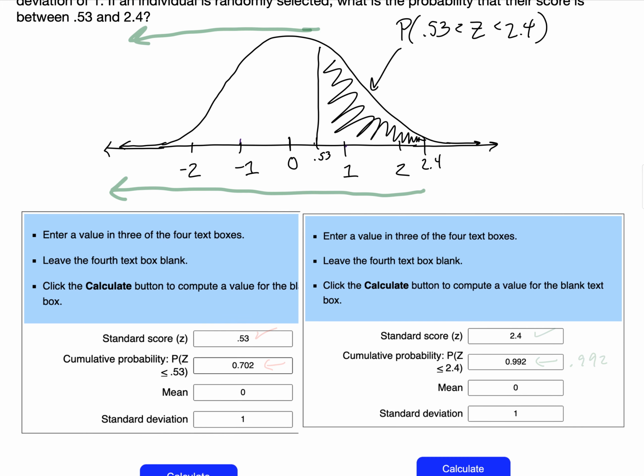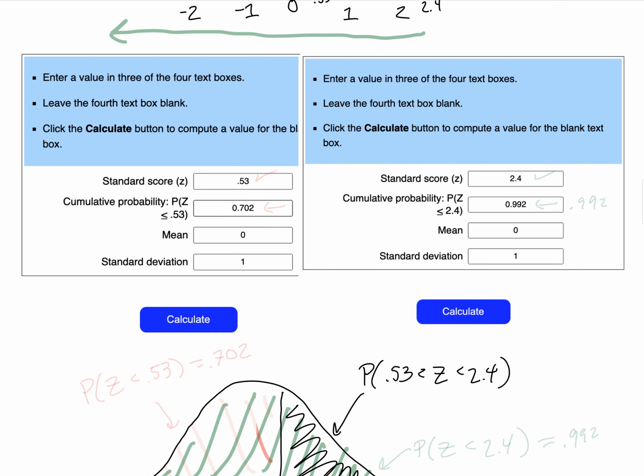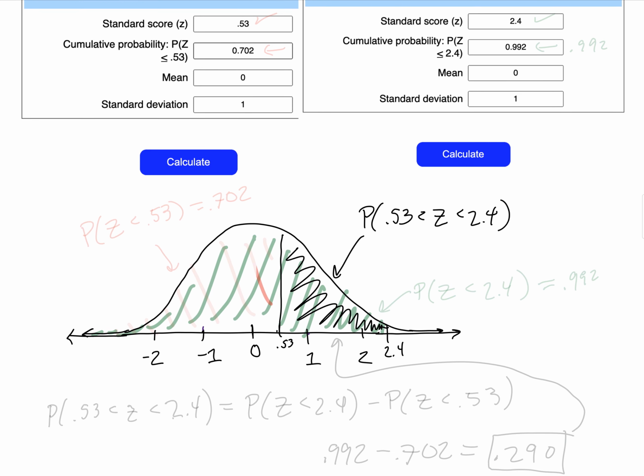plug in 2.4 into this distribution, then this right here in green is the probability that z is less than 2.4. And then we could also plug in 0.53, and we could find the probability that z is less than 0.53. So that's all of that in red back there. This is the probability that z is less than 0.53. And again, each of those things are easy for us to calculate.